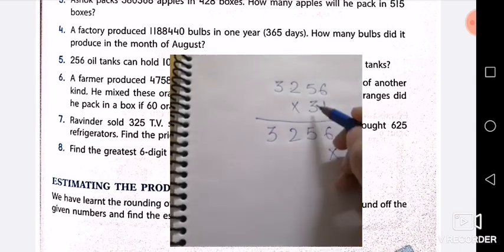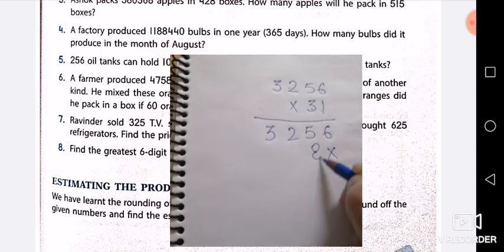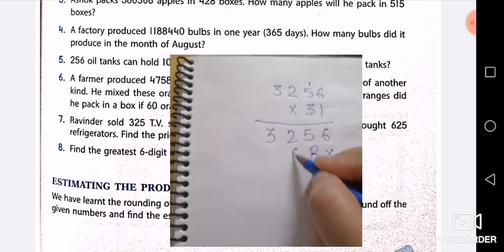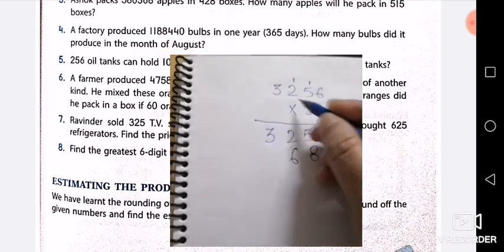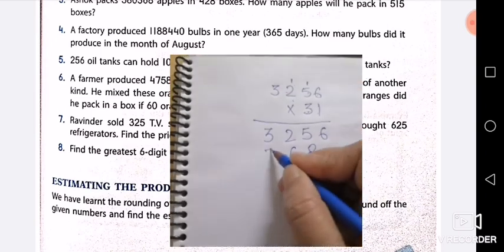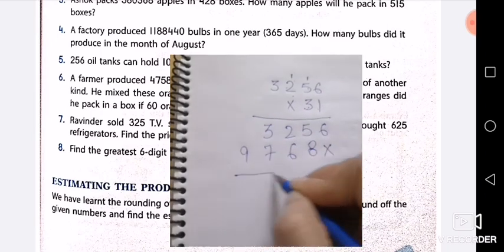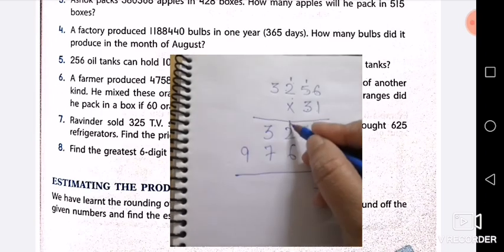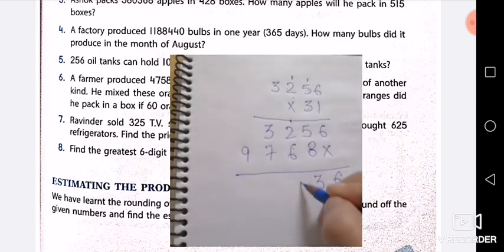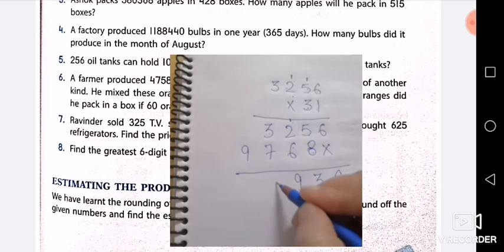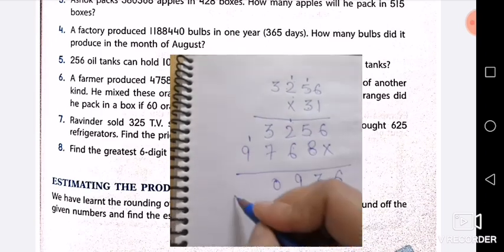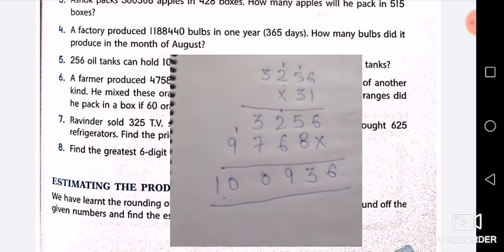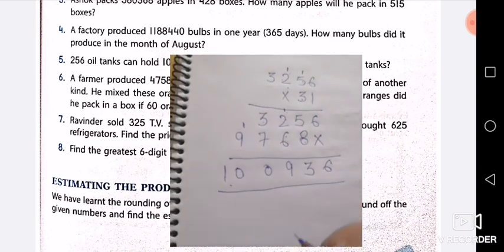Next it will go on 3 times. 3 6s are, yes, 18. 1 will be carry. 3 5s are 15 plus 1, yes, 16. 1 will be carry. 3 2s are 6 plus 1, 7. 3 3s are 9. What will you get? 6. 8 plus 5, 13. 1. 6 plus 2, 8 plus 1, 9. 7 plus 3, 10. 9 plus 1, 10. So, these many bulbs were produced in the month of August.